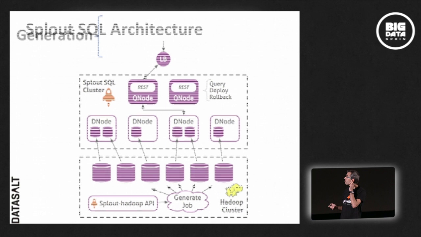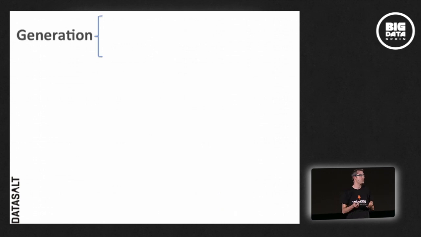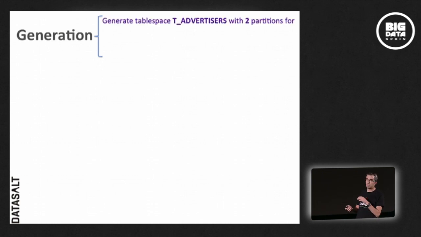The generation phase: we are going to see an example of a generation phase, just a theoretical example. I'm going to simulate what you have to say to Splout SQL to generate a table space. A table space is the same concept as a database in databases. Here we have two tables, and we are going to say, okay, please Splout, generate a table space named T advertisers with two different partitions.